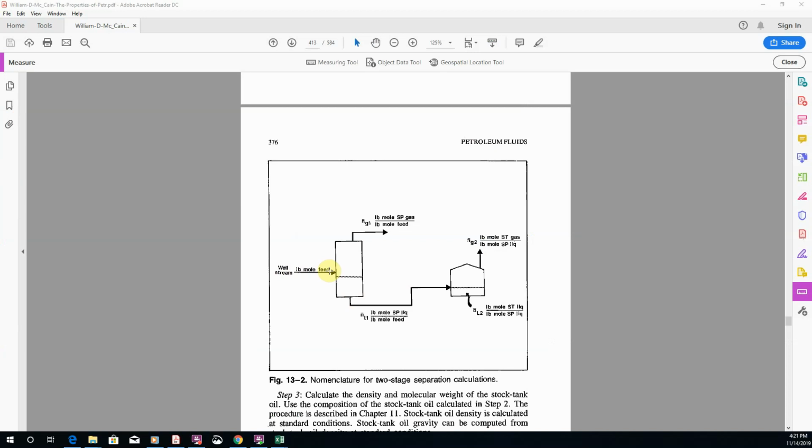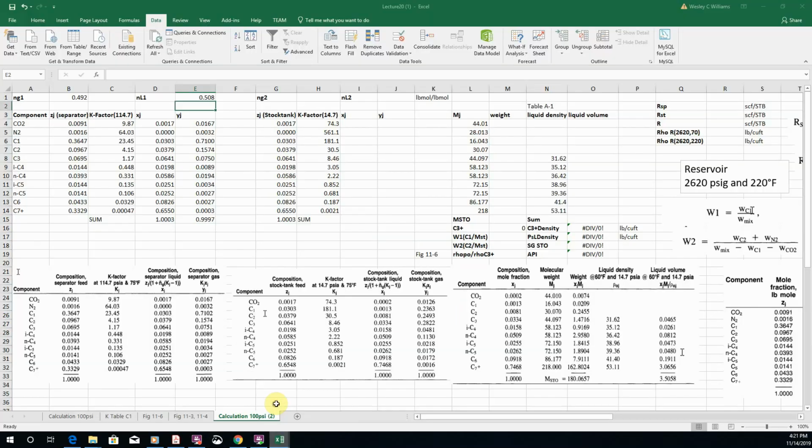We took this known coming in, we did the flash vaporization to the separator pressure, we calculated the moles of gas coming out of the separator, the moles of liquid coming out of the separator. Now we need to take this as an input into the stock tank and do the same calculation so that we can get these two values. So if we go back to our spreadsheet, this would be that calculation.